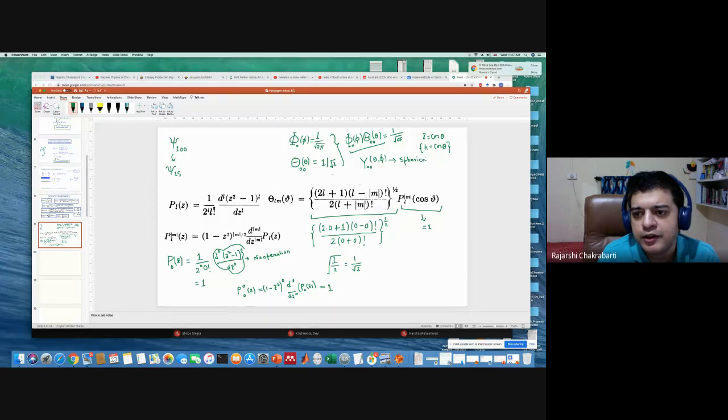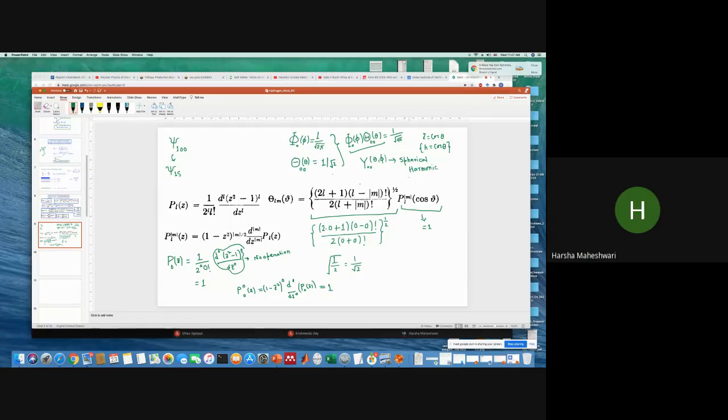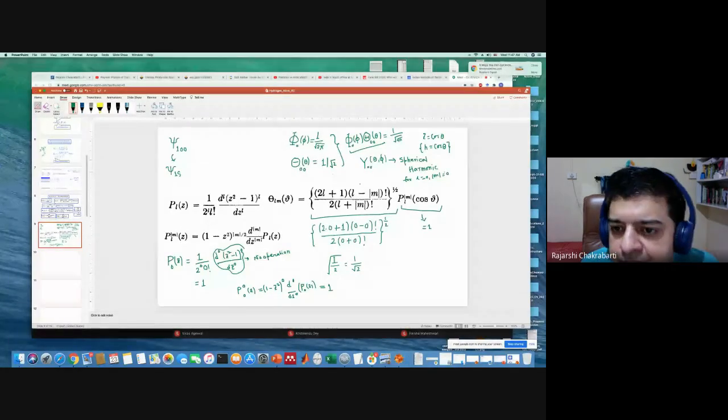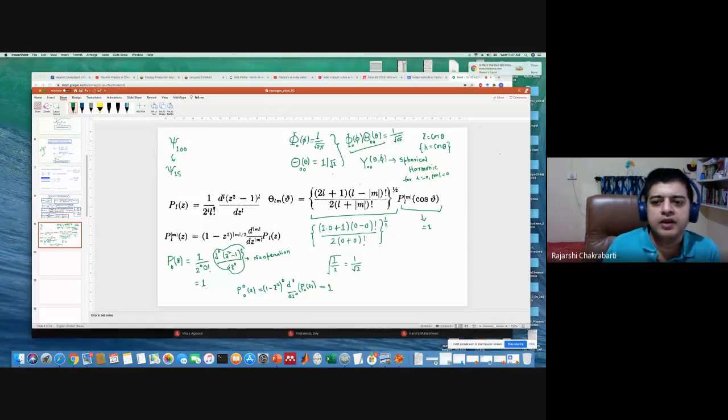Is it fine or not? Did I define this? Yes, for L equal to 0, M equal to 0, this is how it is. This is a spherical harmonic. So now I am almost done, but I am not done with one more thing.